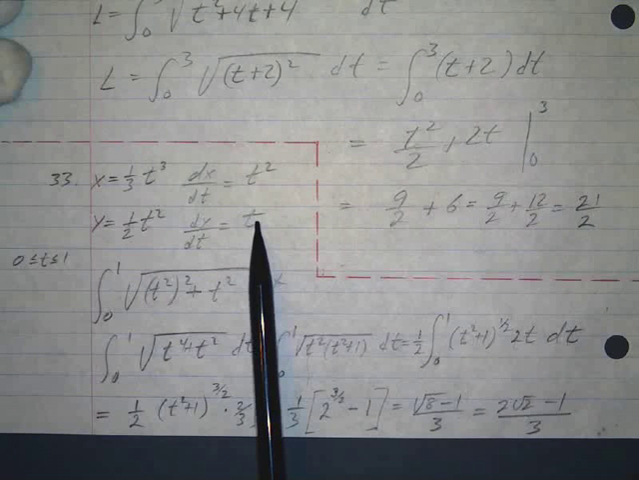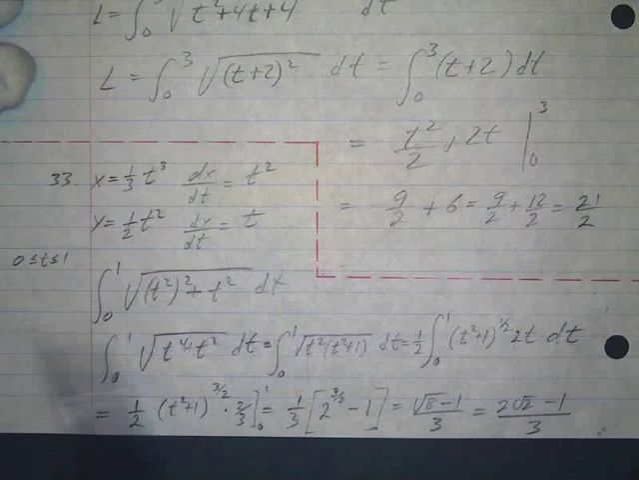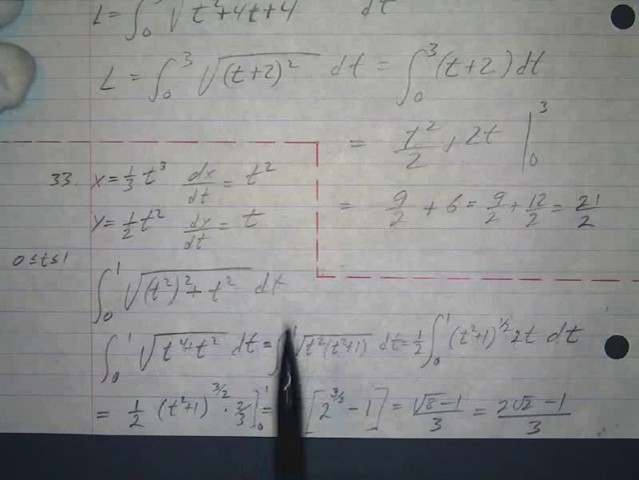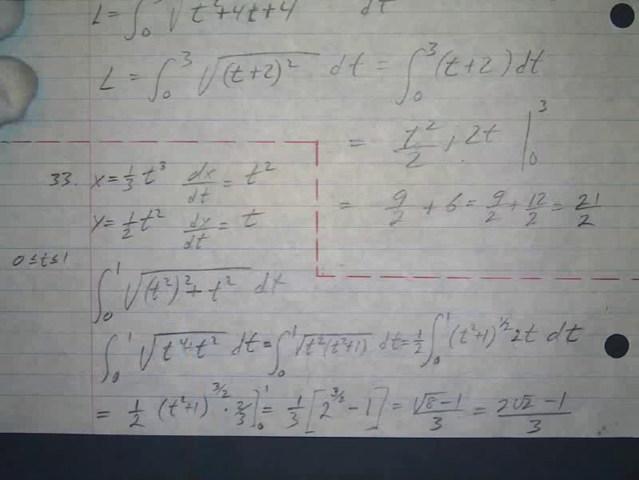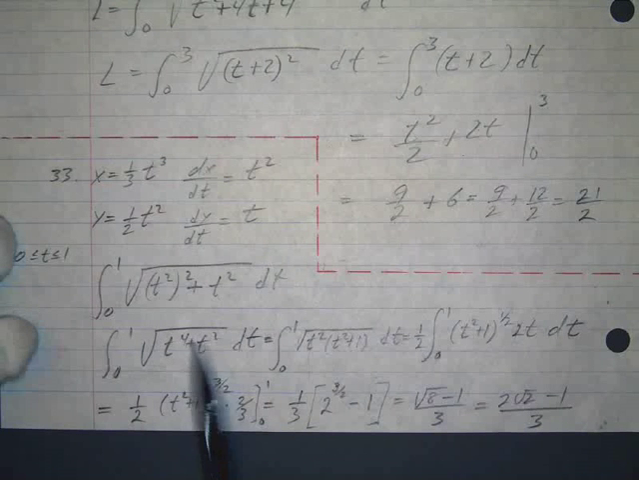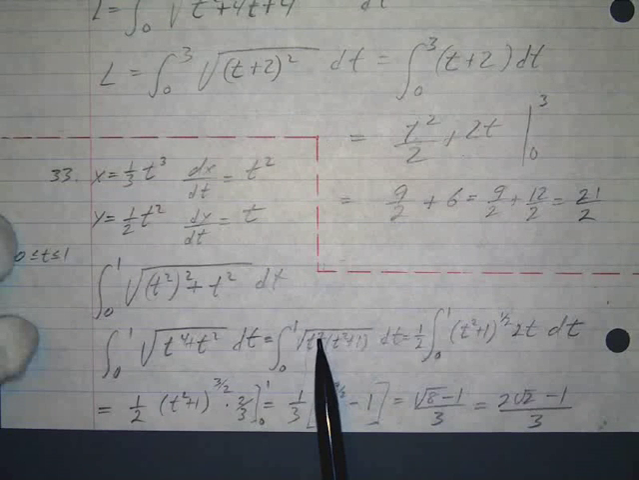So we put these into our formula: dx/dt squared plus dy/dt squared. That's going to end up being the integral of the square root of t to the 4th plus t squared dt. Now, how can we deal with this? Well, there's a perfect square factor. We can factor a t squared out here, and that's going to leave me just with t squared plus 1. The square root of t squared is just t, so I can bring that out.